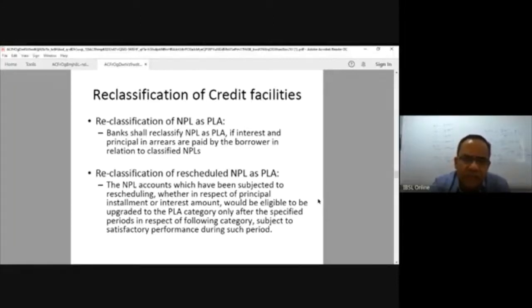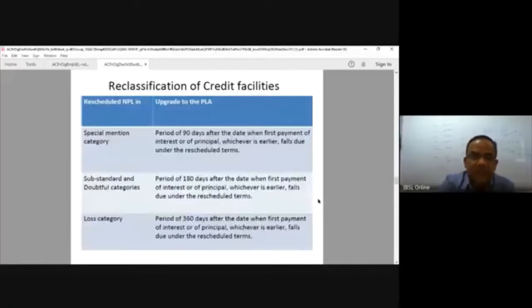They are the NPL accounts which have been subjected to rescheduling, whether in respect of principal installment or interest amount. They would be eligible to be upgraded to performing loan category only after the specified periods in respect of the following categories. So there is a category given by the central bank. Only after that period will you reclassify the rescheduled loans into performing.